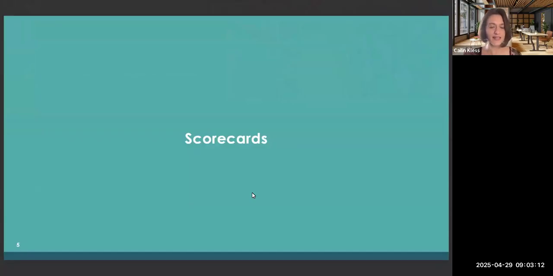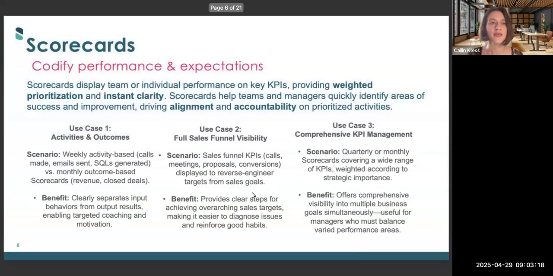So starting with scorecards, because that's where we base all the data that we tend to pull in for discussing coaching and other things. Just a quick intro to the value of these scorecards. Basically, this is a way of displaying your team or individual performance on key KPIs and provide weighted prioritization and clarity. So you have your dashboards where you can see leaderboards of how people are doing on individual metrics, but scorecards bring that all together so you can pick the ones that are most valuable, see them all together and averaged out based on which of those metrics are most important. And this helps teams and managers see their success and improvement, and it drives alignment and accountability.